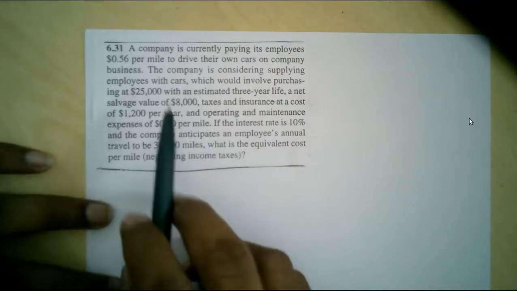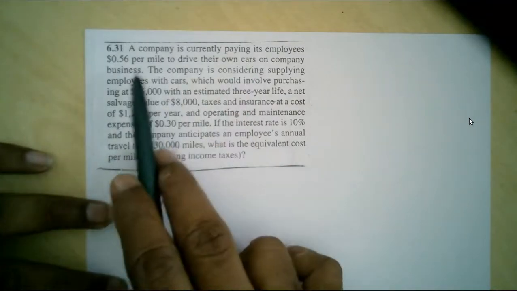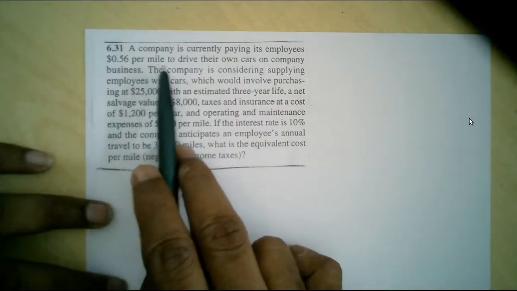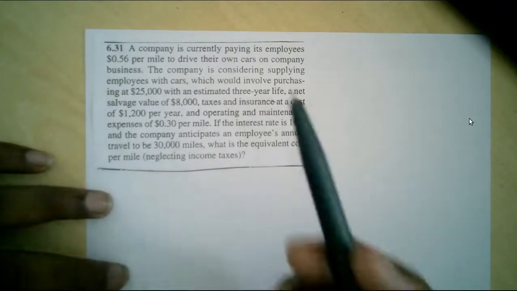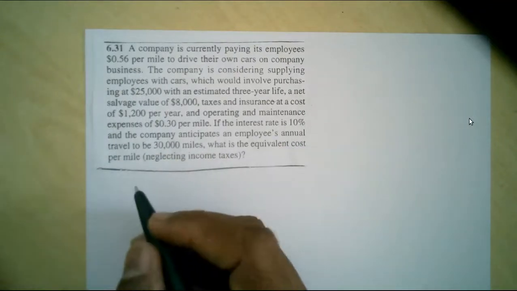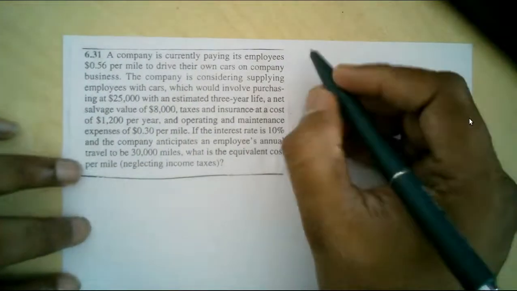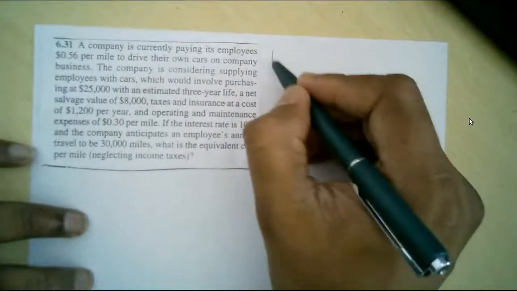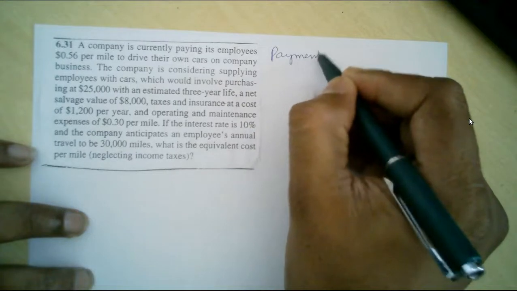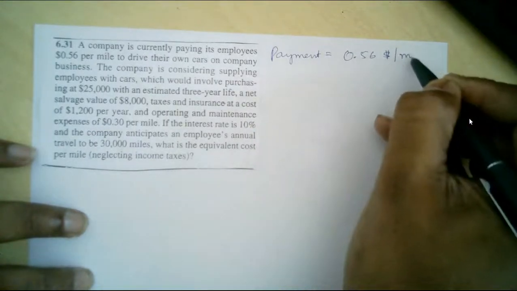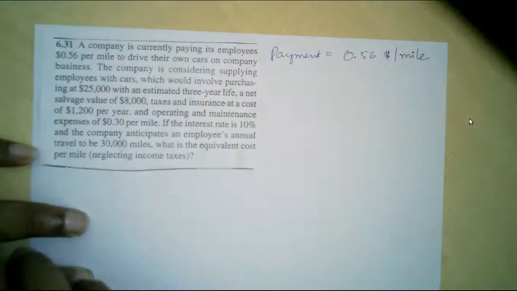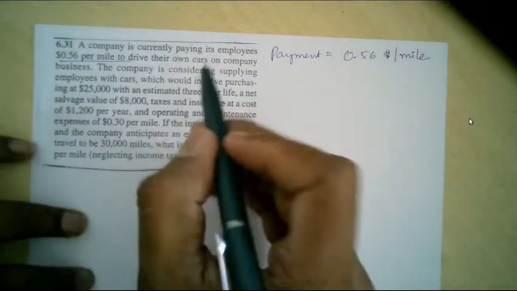So here what it's saying: a company is currently paying its employees 0.56 per mile to drive their own cars on company business. Okay, so the company is paying the employees. Let's write it down. Payment: $0.56 per mile. So here we got this.